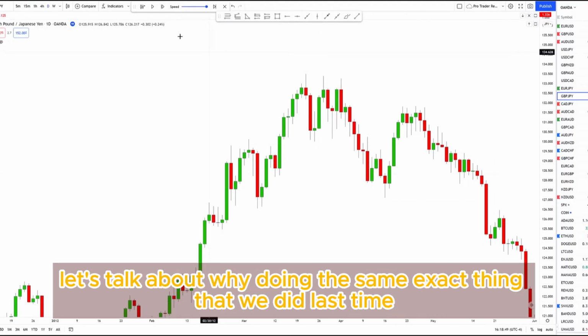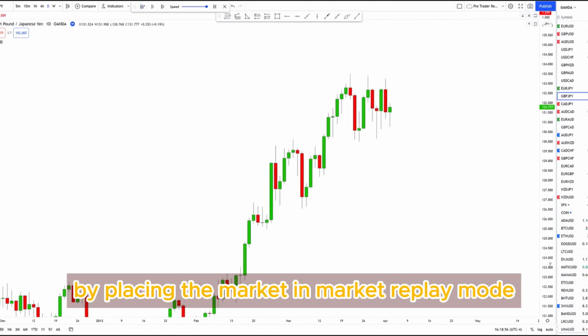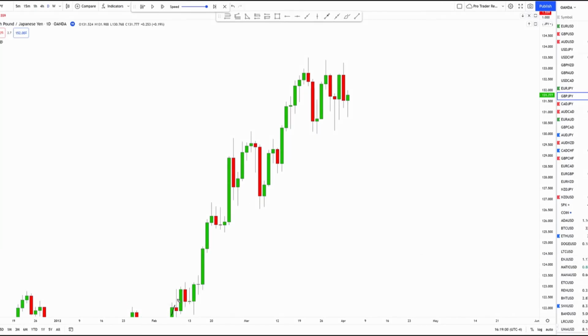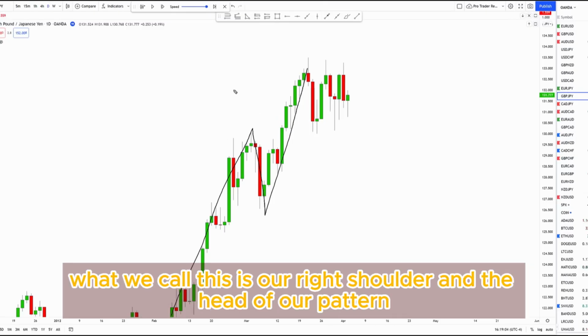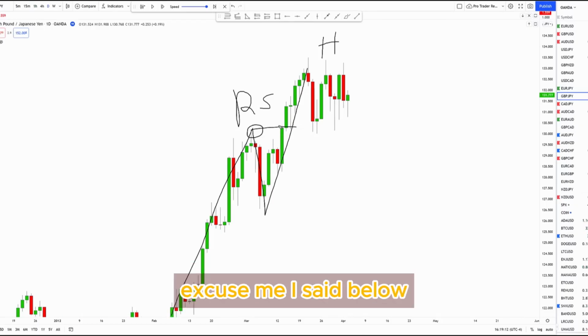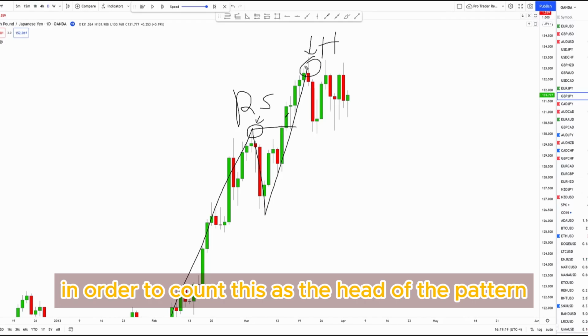Let's talk about why, doing the same exact thing that we did last time by placing the market in market replay mode, which makes it really easy for me to teach. So, at this point, what do we have? We have a market pushing up, pushing down, pushing back up. What we call this is our right shoulder and the head of our pattern. The rule for this is we need a break and close above, and a higher high than our previous high, in order to count this as the head of the pattern.